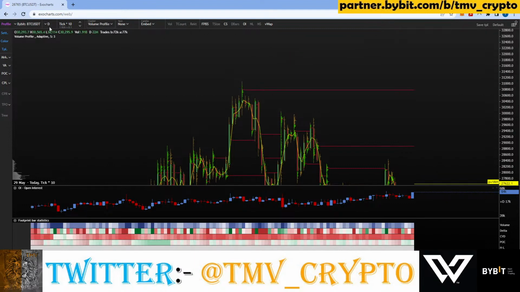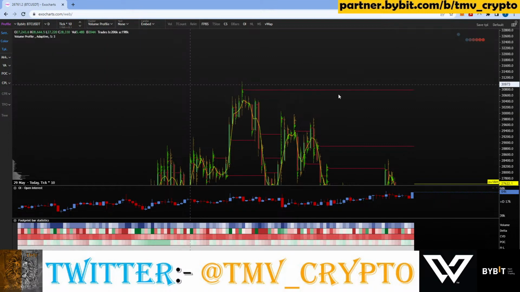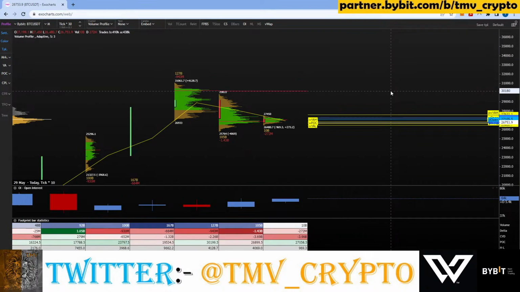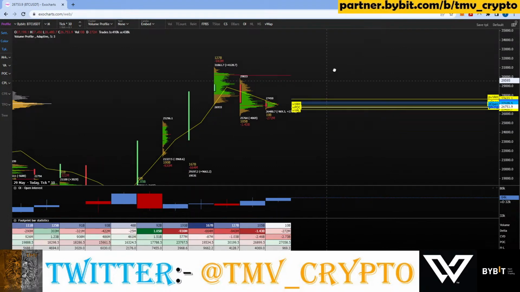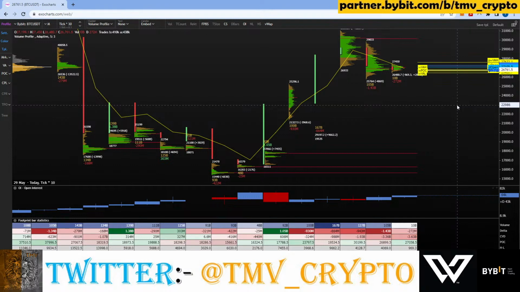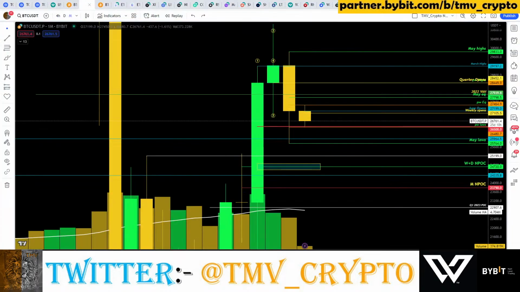I'm just going to change this daily to monthly. We want to see the monthly. I'm more interested in monthly. Whoa, we have a very interesting naked POC around 30,000, approx 30,180. At some point it will fill. The price needs to. So practically a lot of exit orders are there at 30,180. And we have a big naked POC on the downside at around 17,778.